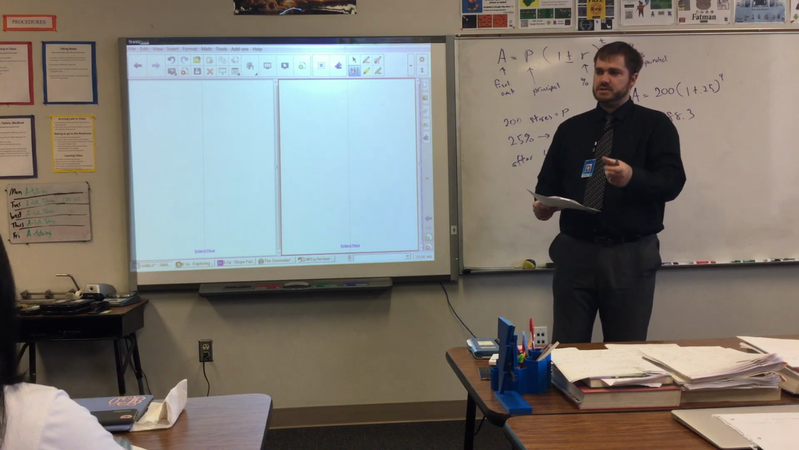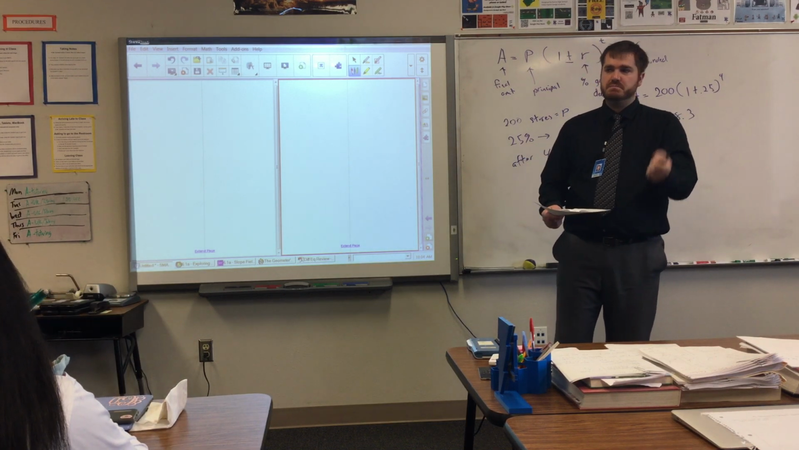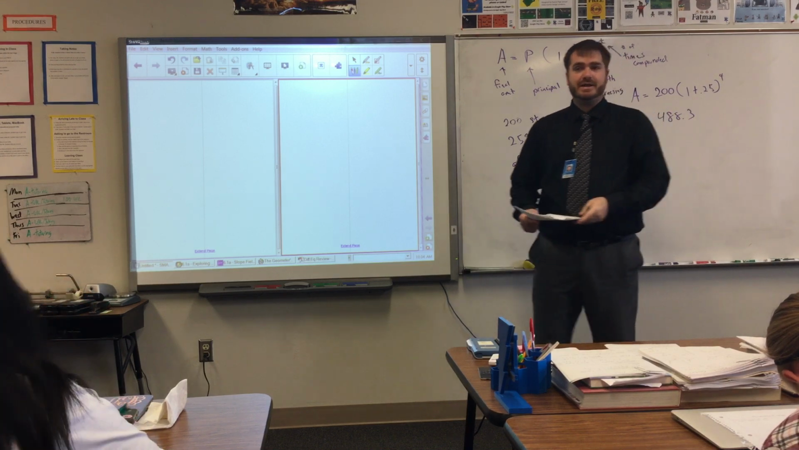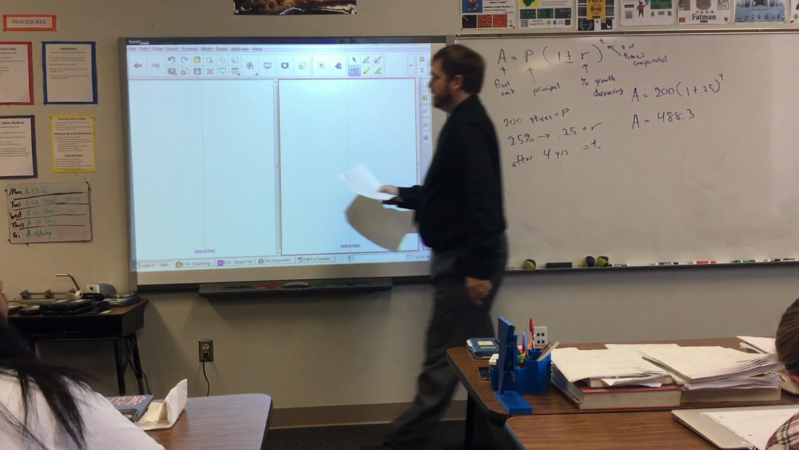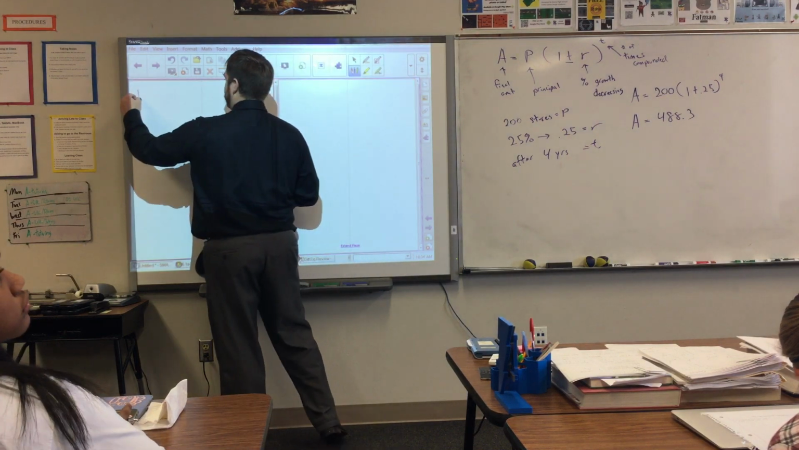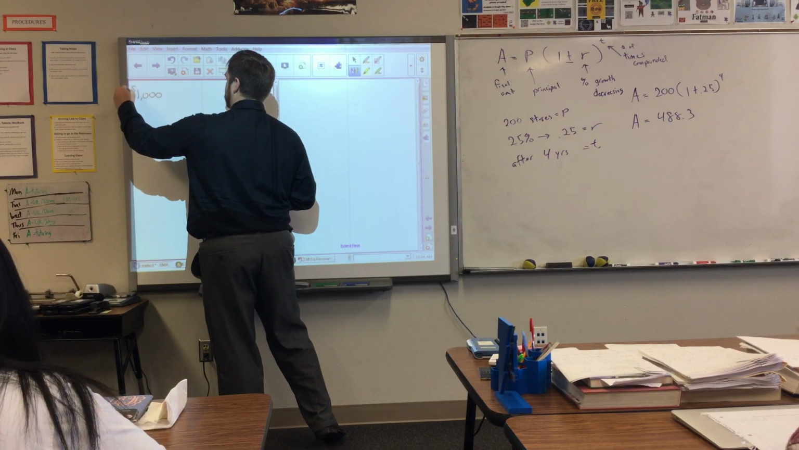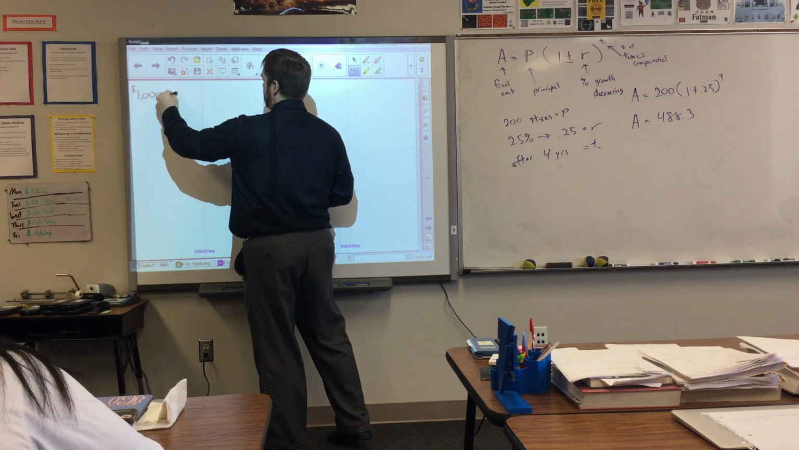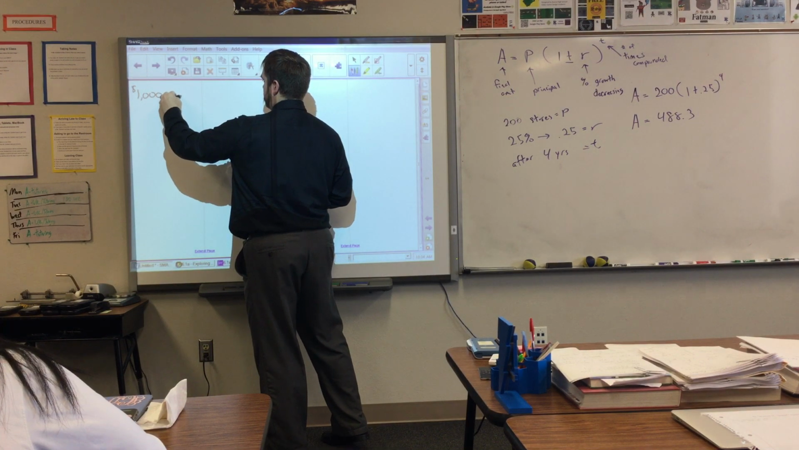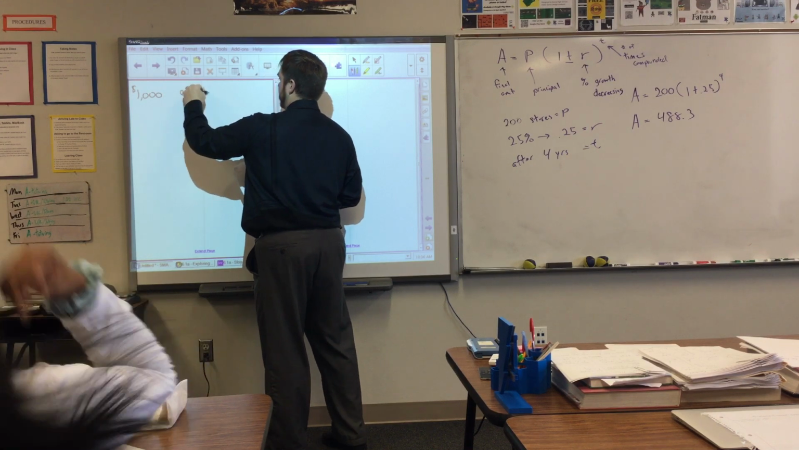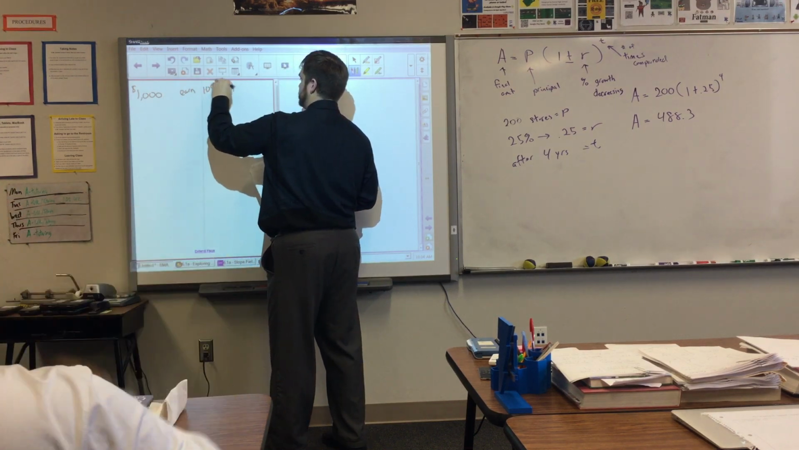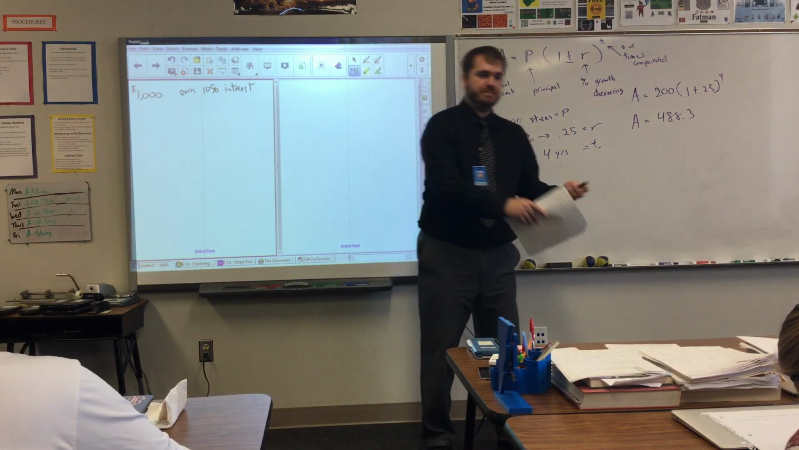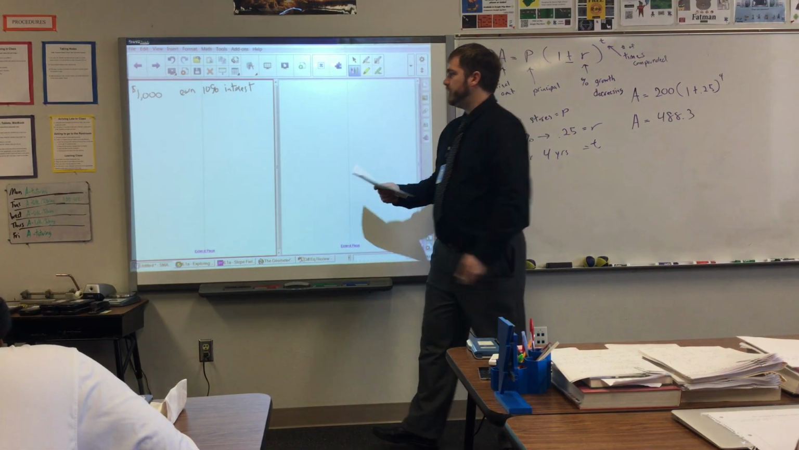Now we're going to specifically talk about compound interest and money, because there are some really interesting things that can happen with money. Let's say we've got $1,000. We're going to earn 10% interest. That means it's going to be compounded. We're going to get 10% based on what we put in every year.